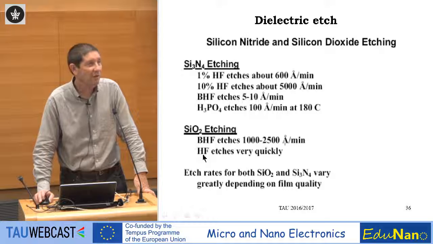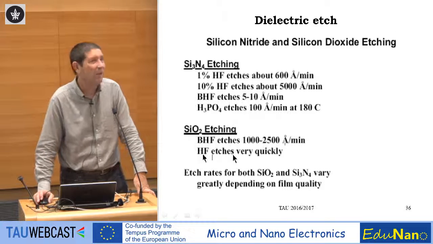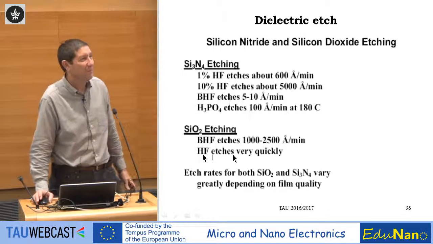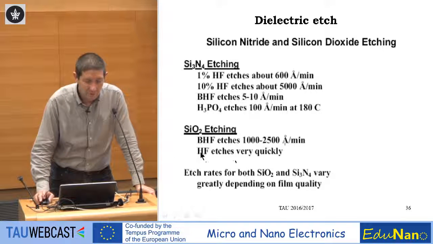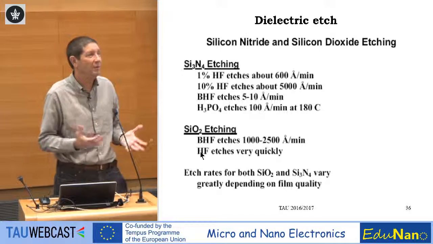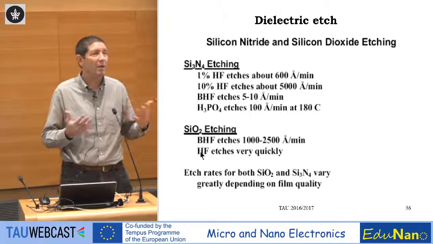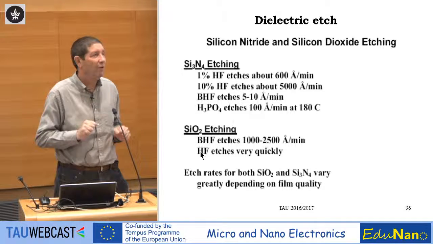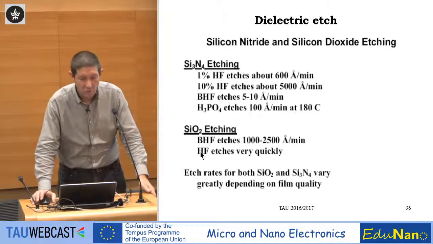And if you use straight HF, it etches very quickly. It's just really fast. But sometimes you see that people want to etch much slower, so what they do is they dilute HF. In some cases, you can find even in companies today, they use like 100 to 1 HF in water for a very, very slow etch or just a cleaning process.